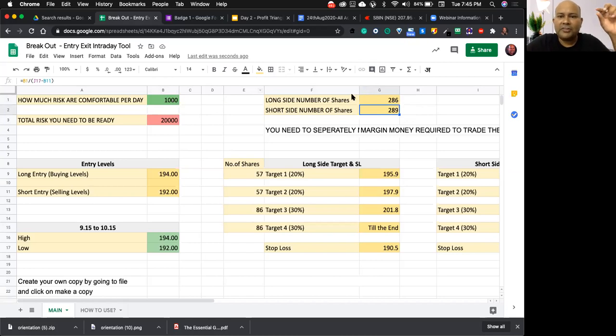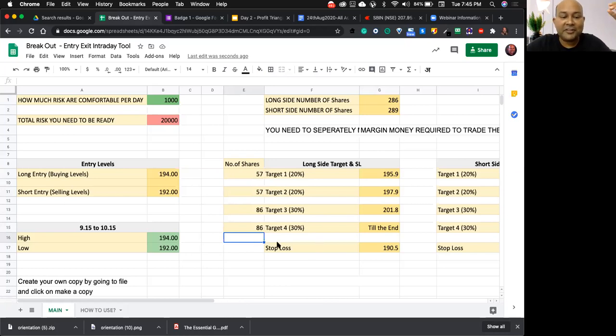Okay, and out of this 286, how many stocks will you exit at target 1? It's already been written here. How many stocks will you exit at target 2? Target 3, target 4. Okay, 20%, 20%, 30%, 30%.